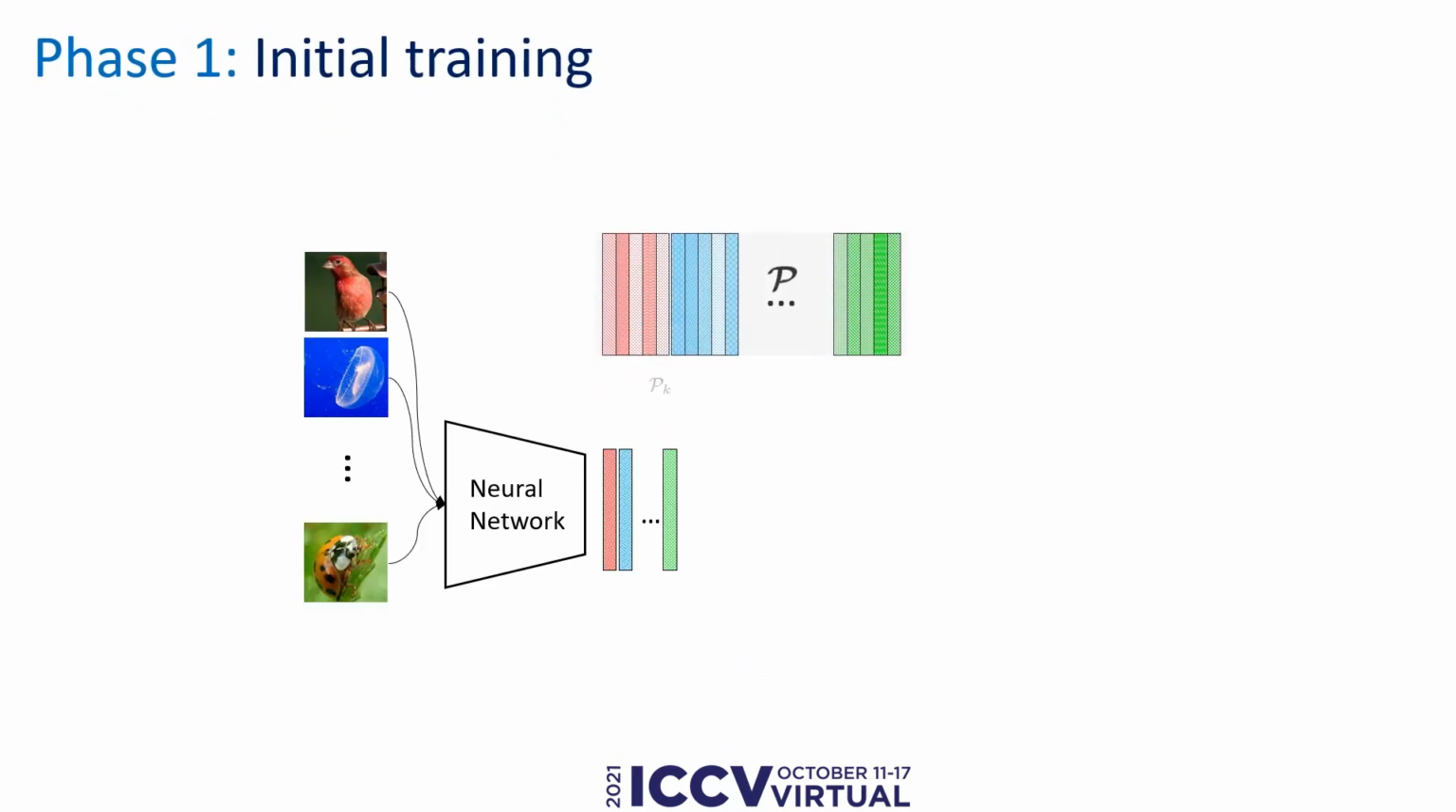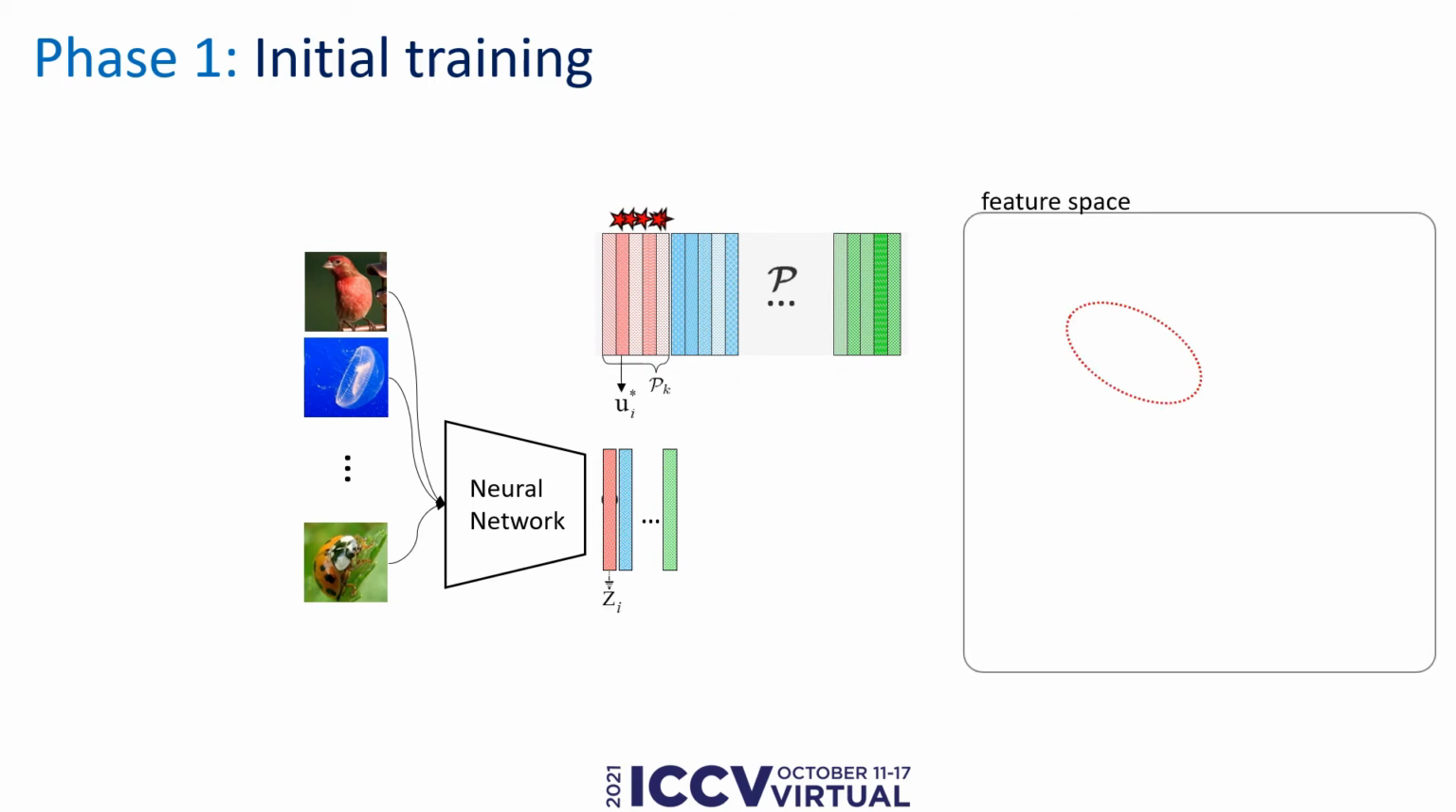For better visualization, we focus on the learnable components for the kth class in the feature space, presented by red stars. First, the network embeds an example of the kth class, presented by a red circle. Then, the network projects the embedding Zi to the nearest component U star using a loss function called assignment loss.